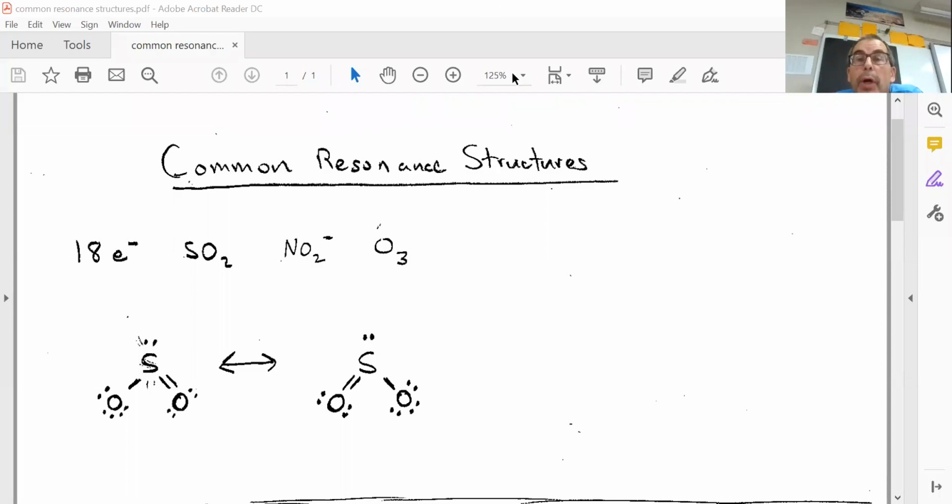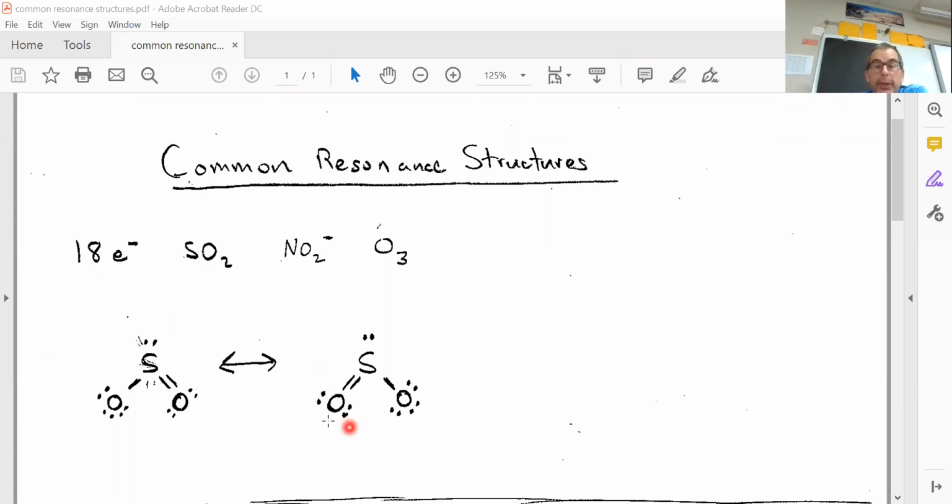In this video, we're going to look at some common resonance structures. One common resonance structure has 18 electrons. I'm going to do SO2. If I look at this, S has 6 valence electrons, each O has 6 valence electrons. So 3 times 6 would be 18 electrons.